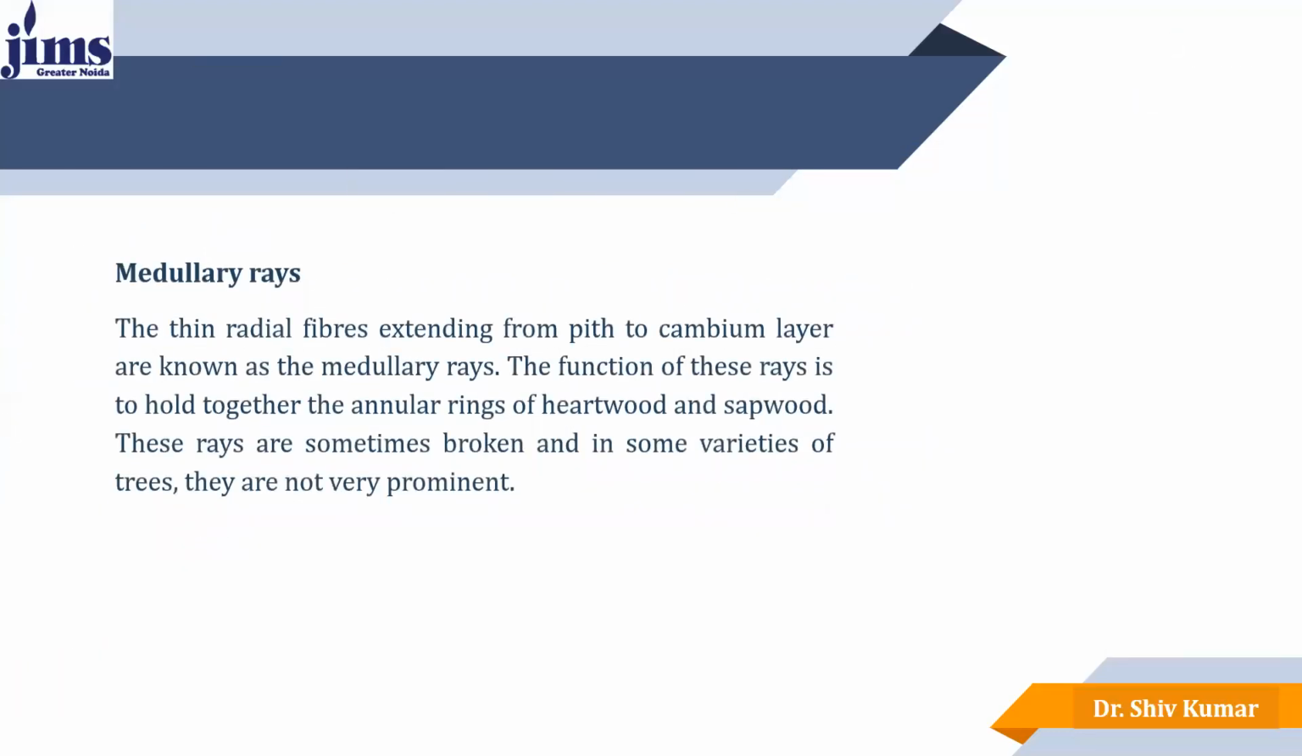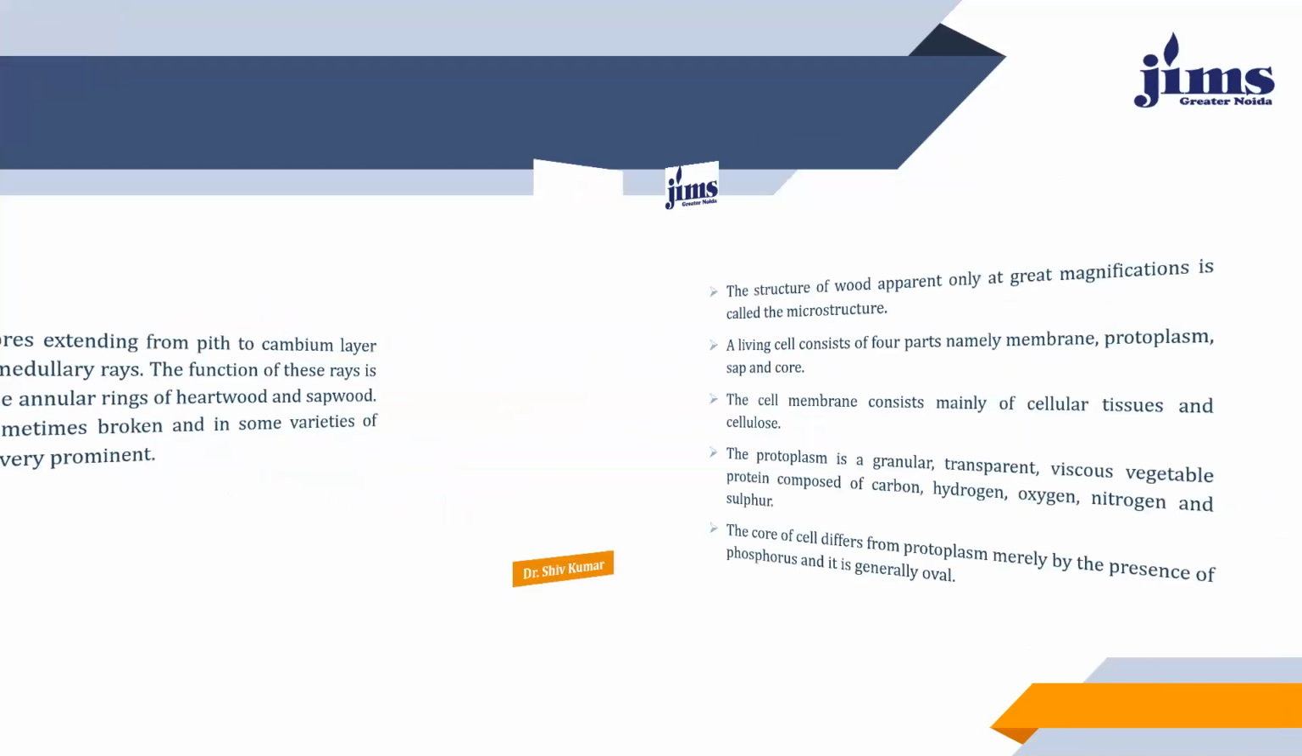Next are the medullary rays, thin radial fibers extending from the pith to the cambium layer. The function of these rays is to bind the annular rings of heartwood and sapwood. These rays are sometimes broken, and in some varieties of trees they are not very prominent because they are lighter in color.